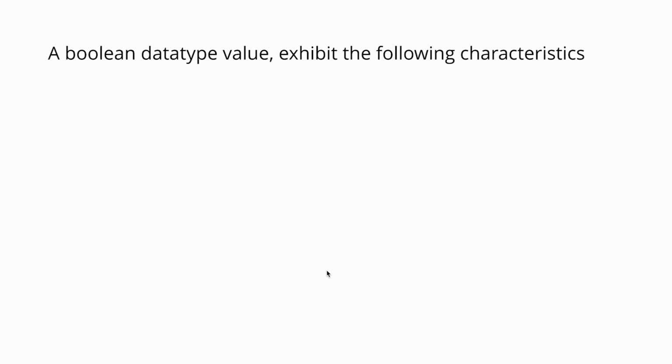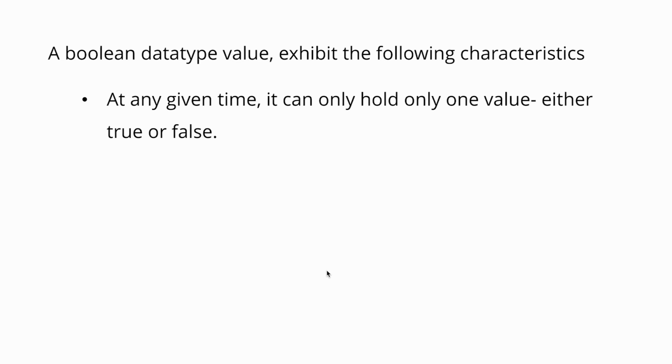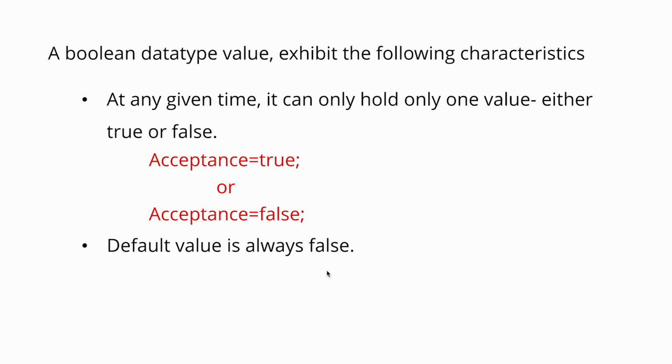Boolean data type. The Boolean data type can hold only one of the values. It can be either true or false. It cannot be true and false both at the same time. So this is the possibility. Either acceptance is true or false. We cannot have true and false at the same time.